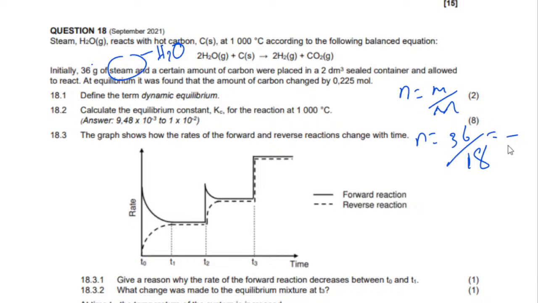At least I know the number of moles in there. So you get it before you do any calculation. When you divide there, maybe it's going to be around 2 moles. At least you'll get a mark there. Anyway, let's continue. A certain amount of carbon was placed in a 2D cylinder. This is important. Sealed container, allowed to react. At equilibrium, it was found that the amount of carbon changed to 2.225. You understand?